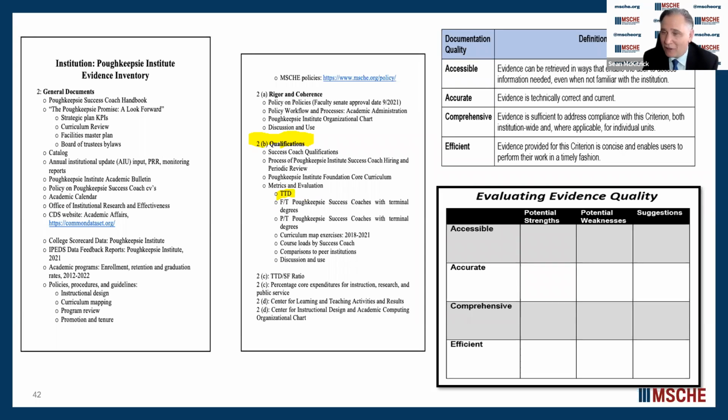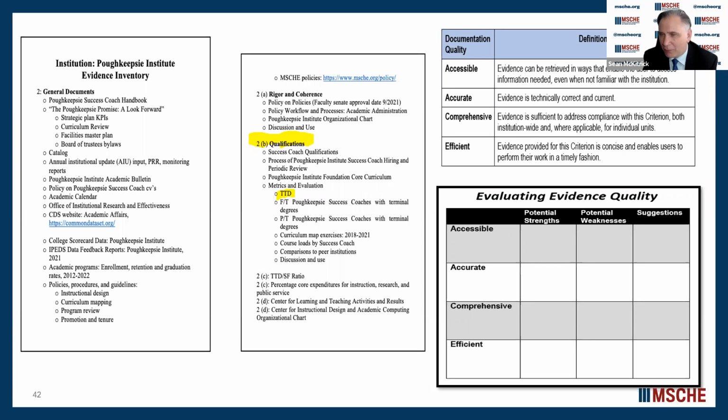Good. Catalog. That was a really good comment. Is it a school-wide catalog or is it an academic catalog? We did an analysis of the evidence inventories, and that came up: some institutions have the institution-wide catalog, then they have an academic catalog. Some institutions have an undergraduate catalog and a graduate catalog. So being careful about putting in the term catalog without too much specificity could be problematic.